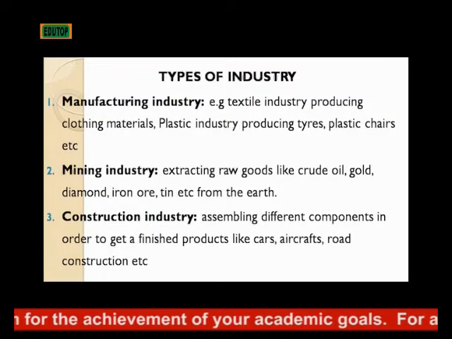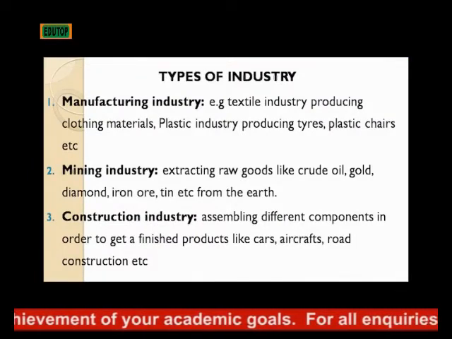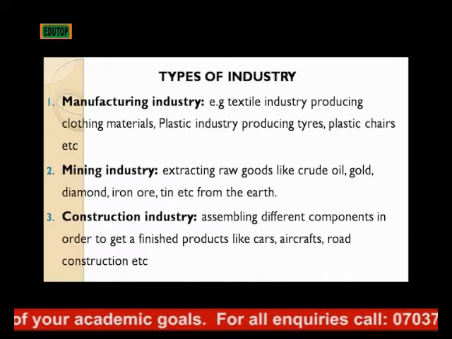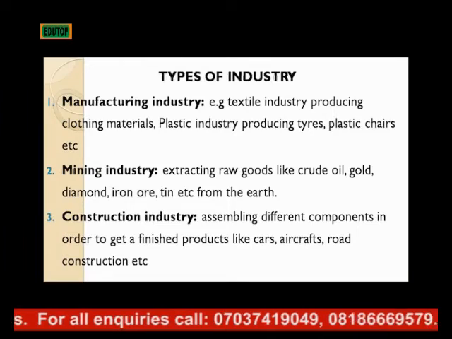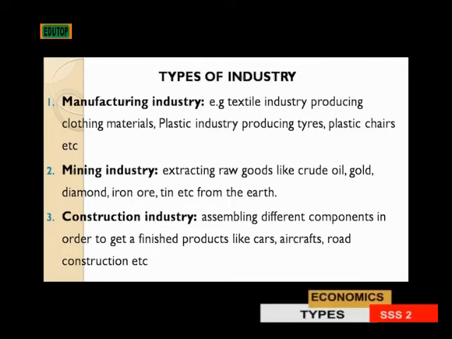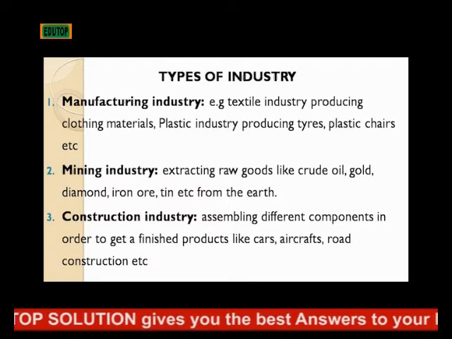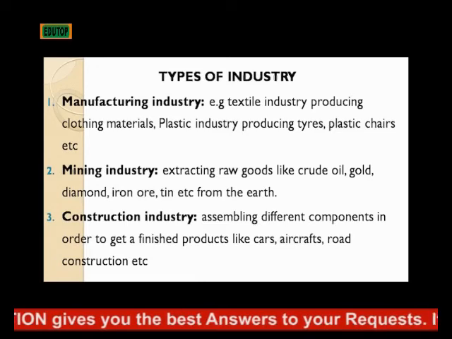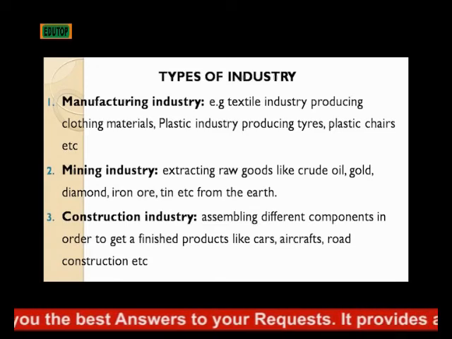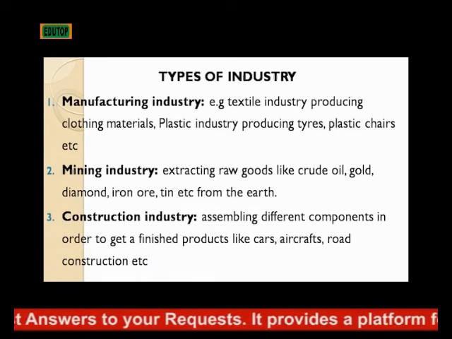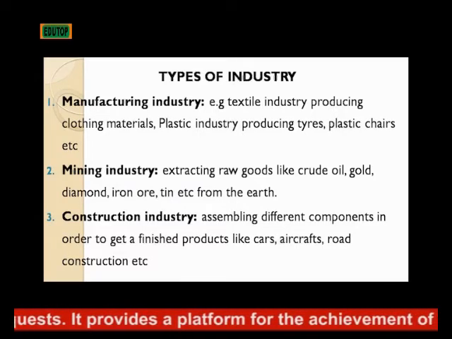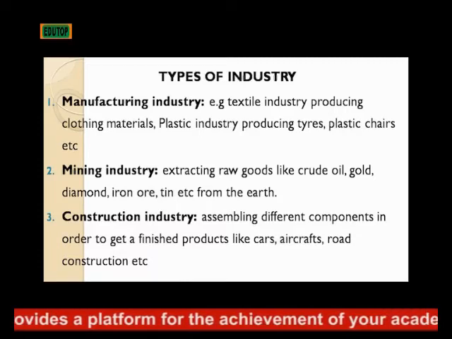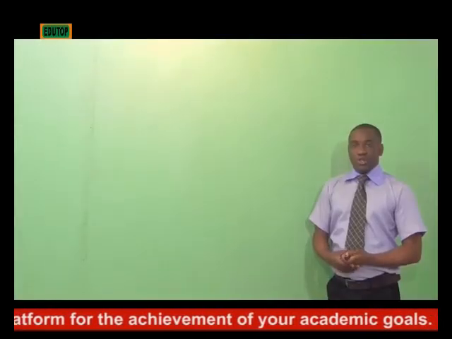Thirdly, we have the construction industry. The construction industry deals with the assembling of different components in order to get a finished product, like different components of a car, assembling them together to produce cars. Also, we have aircraft. They assemble different parts of the aircraft, gotten from different parts of the industry, to bring out a final product referred to as aircraft. Also, we have road construction under this industry, those that put some components together in order to construct roads.